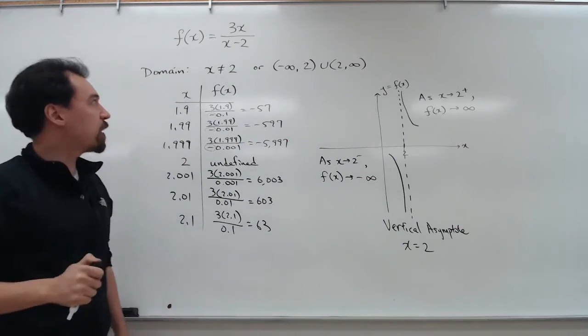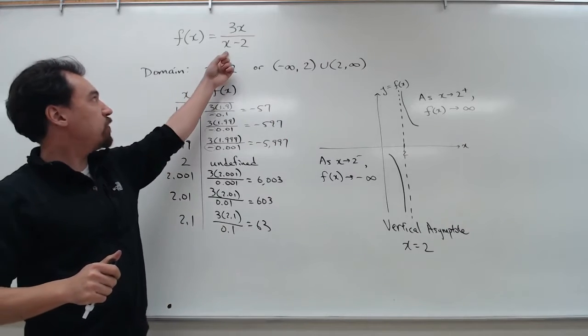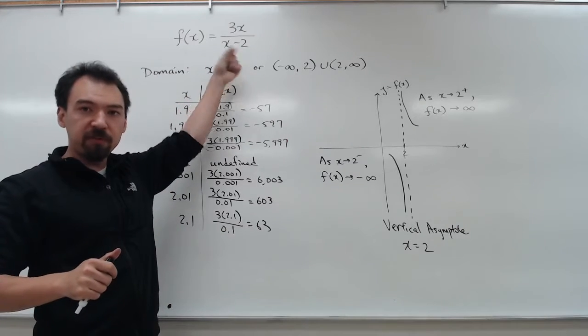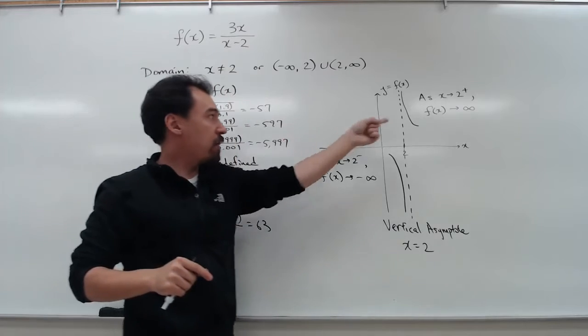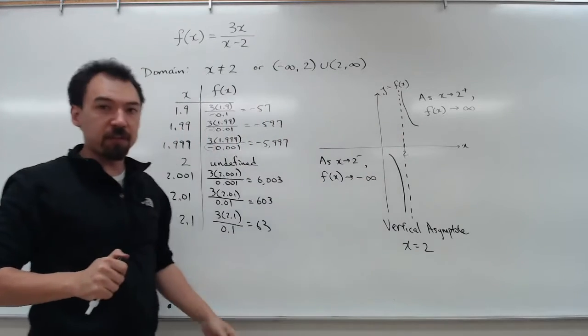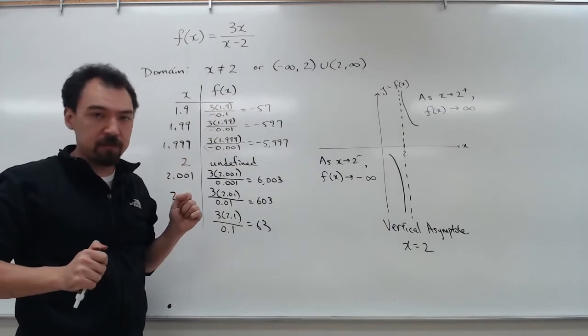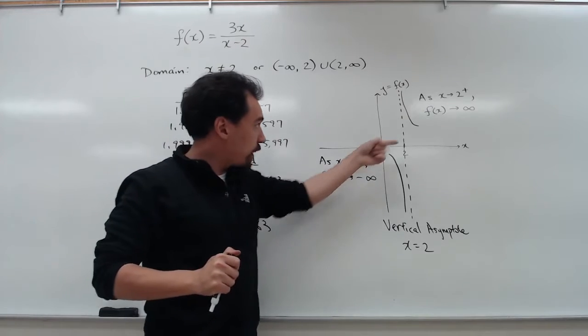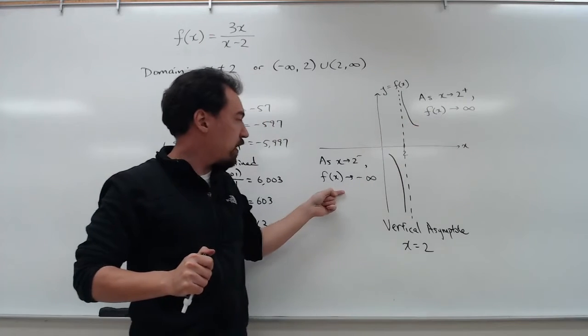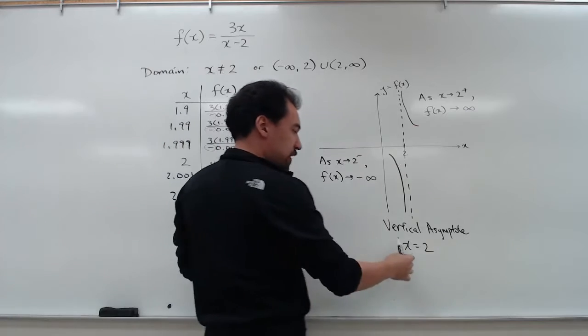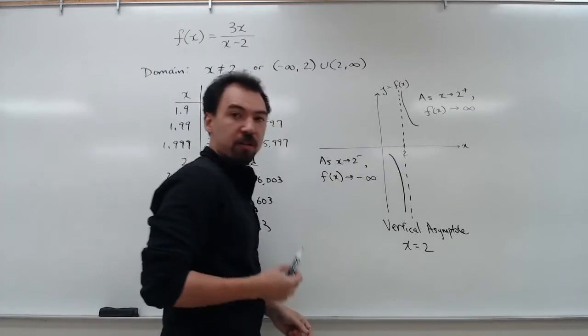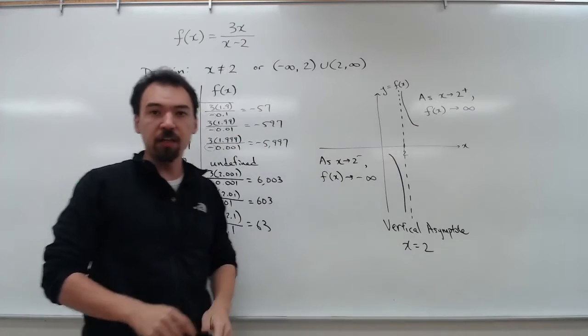What I want you to remember from this is, when you divide by a number very close to 0, you get a very positive or a very negative result, depending on which side you're coming from. And we write the behavior of f near the asymptote like this, and we say this is the equation of that asymptote that we're getting closer to.